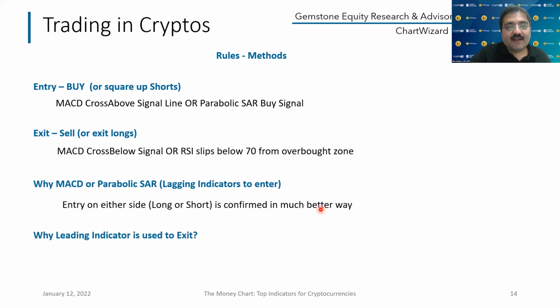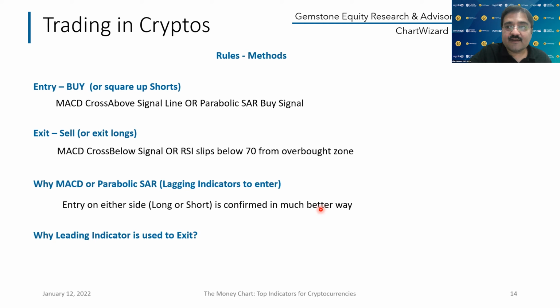And why do we use a leading indicator to exit? See, there are two things. When there is absolute loss of momentum, when there is no strength of move, MACD or parabolic SAR will turn negative. Sometimes the SAR will appear before the MACD signal.